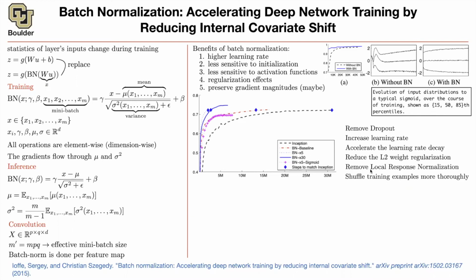Do you remember that nasty local response normalization? After this paper, most neural networks for classification don't use that anymore. And they shuffle the training examples more thoroughly, because the more random things are to the eyes of the neural network, and the more independent those samples are, the faster the network is going to learn.